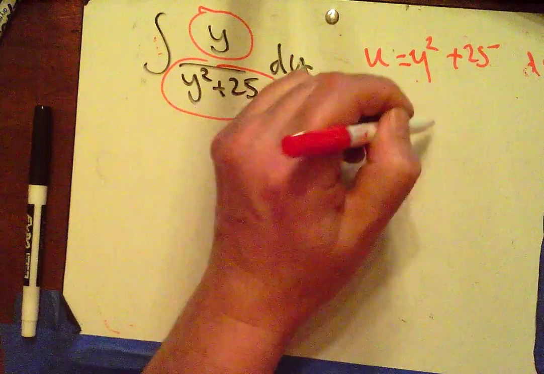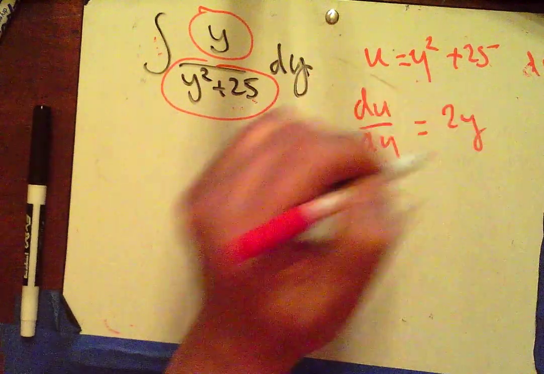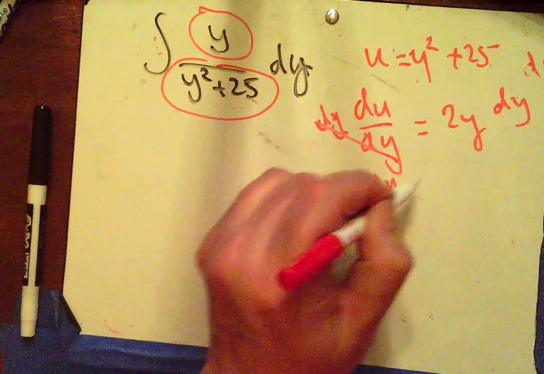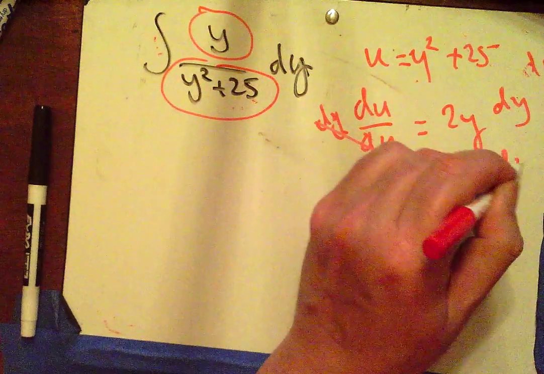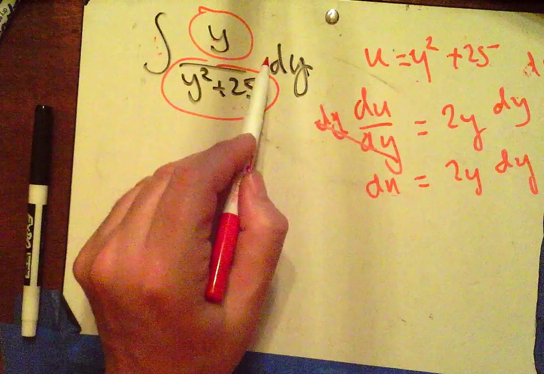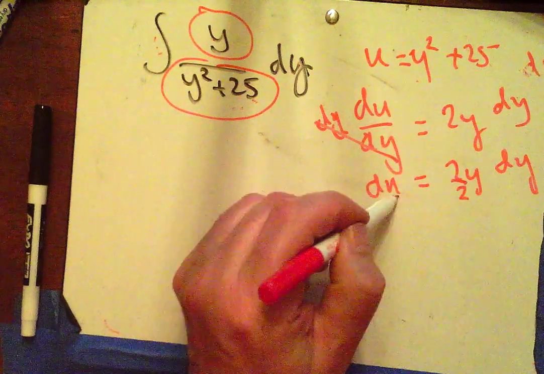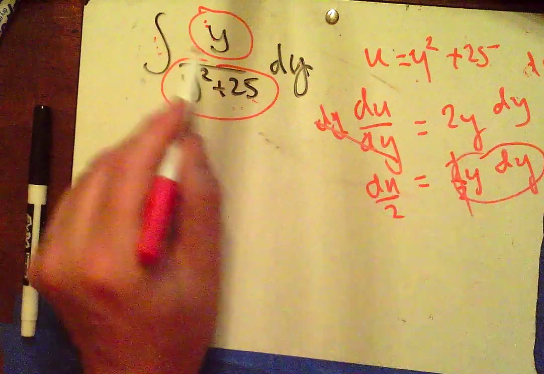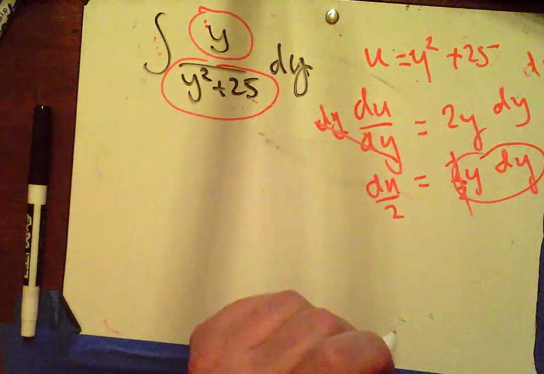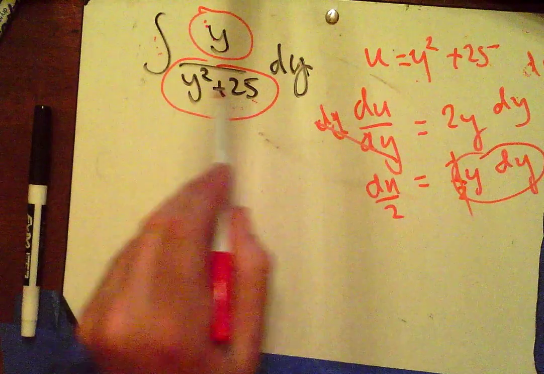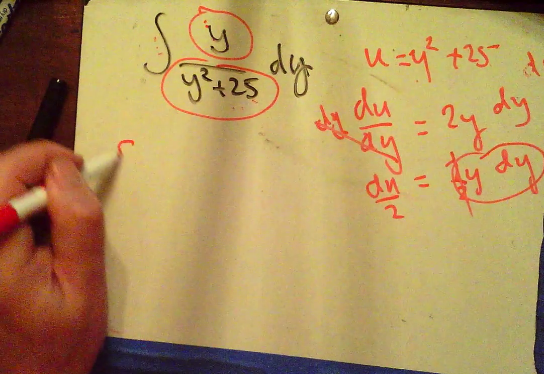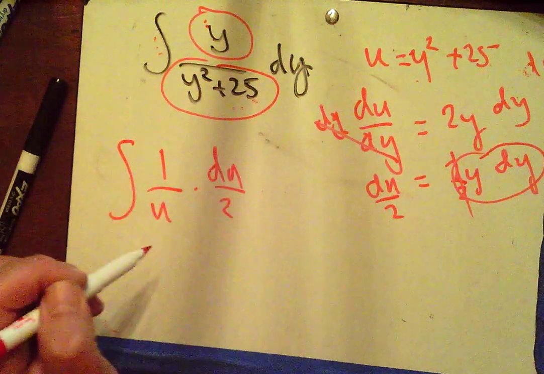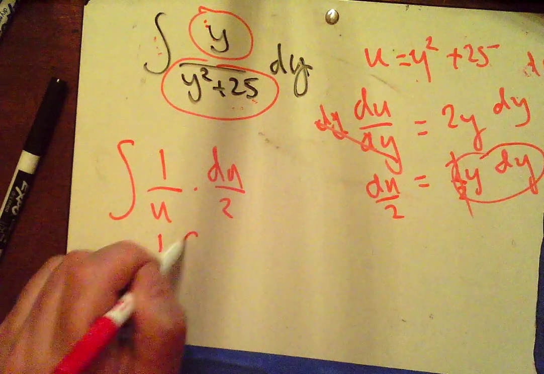du dy equals 2y. And if we multiply both sides by dy, du is 2y dy. Well, I see a y dy, so if I divide both sides by 2, I can do that substitution. y dy is equal to du over 2. And this stuff down here on the bottom, y squared plus 25, is our u. So this becomes 1 over u du over 2. We can pull that 2 out.